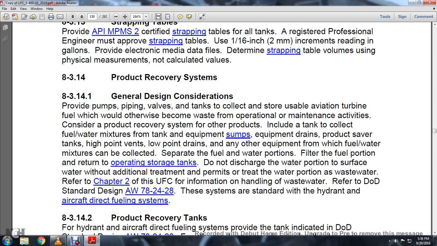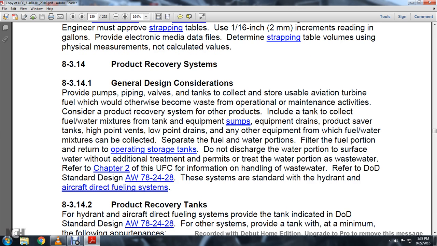Filter the fuel portion before returning it to operational storage tanks. Do not discharge the water portion to surface water without additional treatment that permits handling of the water portion as wastewater. Refer to Chapter 2 of the UFC for information on handling wastewater. Refer to DoD standard design AW 78-24-28. Those systems are standard with the hydrant aircraft direct fueling system.